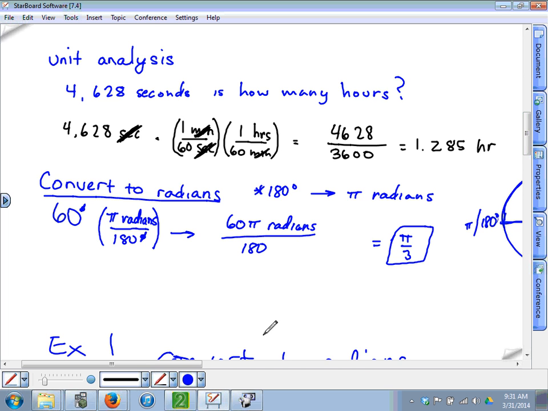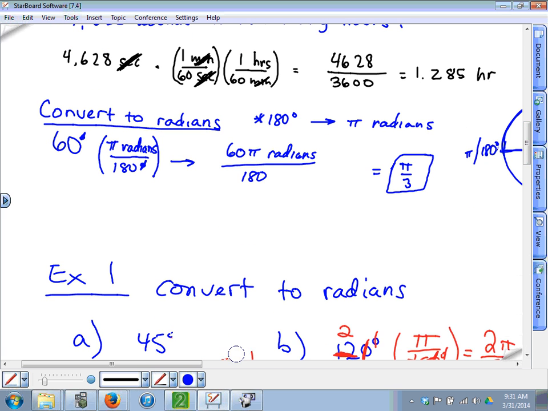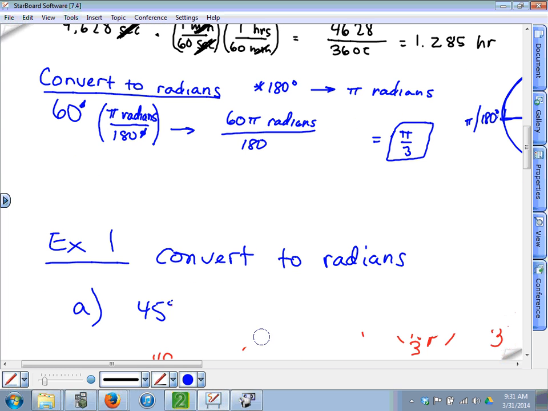Let's try this one. Whoa, quit looking at the answers. 45 degrees. Convert 45 degrees into radians.